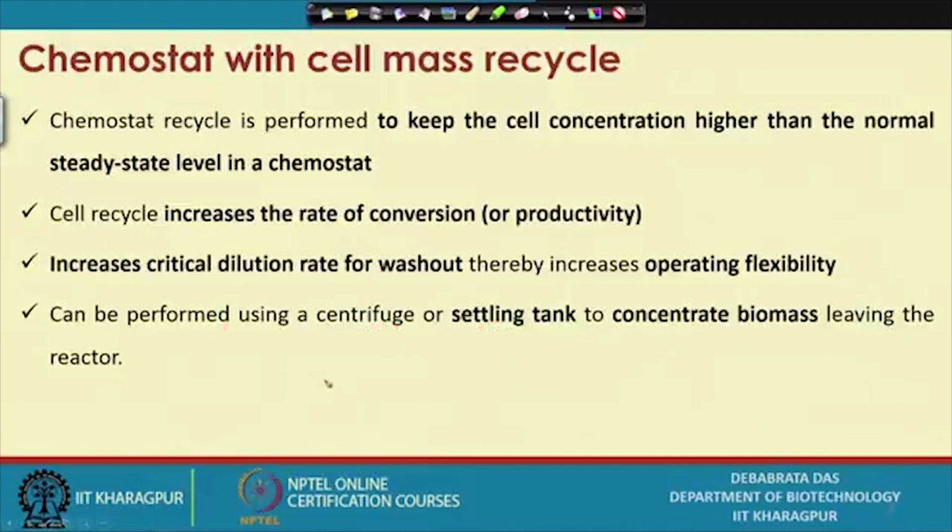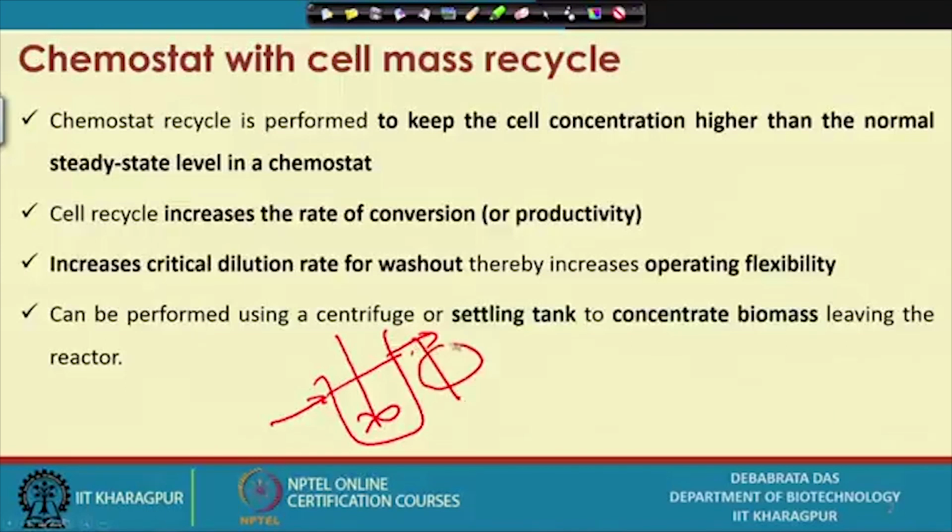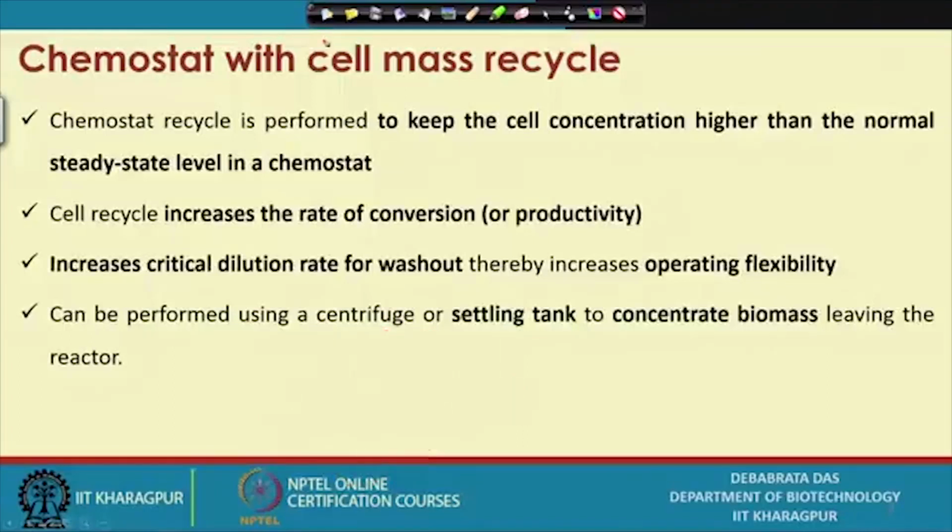Now, this can be overcome. How can we overcome it? Whatever excess cell mass is going out, if you put a separator here, you can recycle a part of the cells back to the system to maintain a uniform cell mass concentration. Then your rate of reaction will be constant, and there will not be any problem of cell washout. So we will discuss here the chemostat with cell mass recycling.